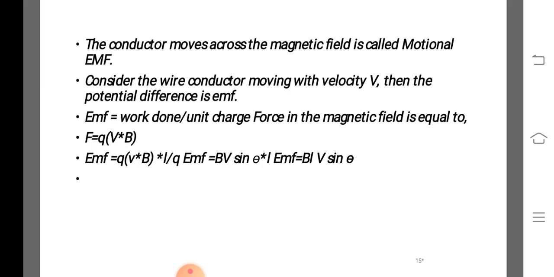Consider a wire conductor moving with velocity V. Then the potential difference is the EMF. EMF is work done per unit charge. The force in the magnetic field is F equal to Q into V cross B. EMF equal to Q into V cross B cross l by Q. So at last we can get B l V sin theta.